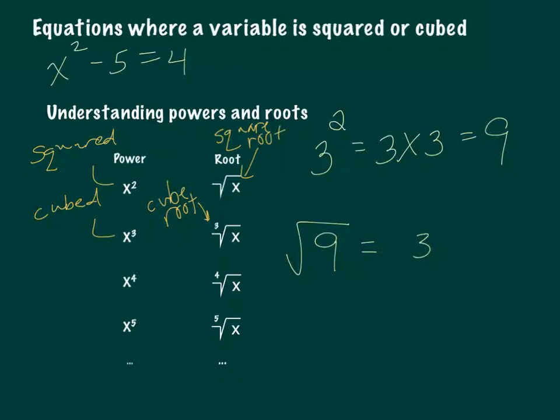Now, the one that everyone always misses is that there's another option. 3 isn't the only number. You could also do negative 3, and this is the tricky one that everyone misses out on. 3 times 3 is 9. Negative 3 times negative 3, well, two negatives make a positive, so it gives us positive 9. So negative 3 is a possible solution when we square two numbers.